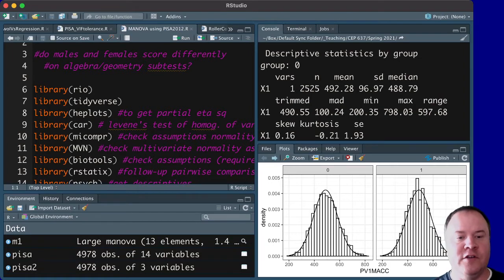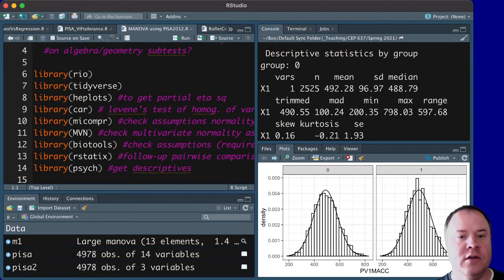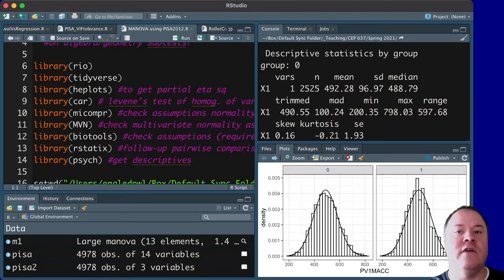And the car package in order to run Levene's test for homogeneity of variances at the univariate level. The MVN package, this is helpful for checking assumptions of normality. The MVN package and the biotools package, each of those actually are required for the MyComper package, but they also each have their own separate functions that are helpful. The rstatix package makes it really easy to run pairwise comparisons as a follow-up. And then the psych package is helpful for getting descriptives using the describeBy function to separate the descriptives out by group.